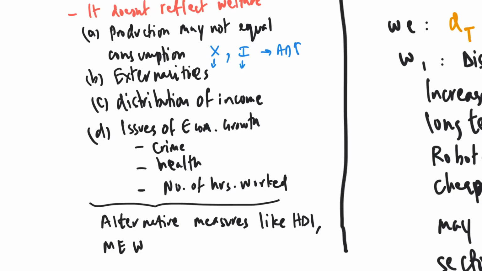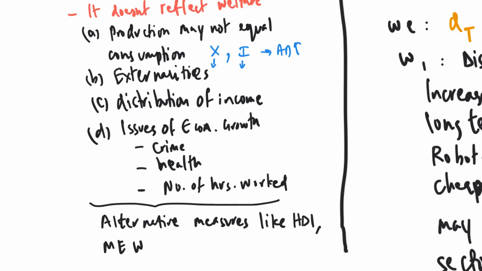Similarly, externalities can result in what we call a lower standard of living despite higher production because of pollution and so on. Third would be distribution of income. If income is distributed unevenly, then despite high output and economic growth, people will not benefit from it.